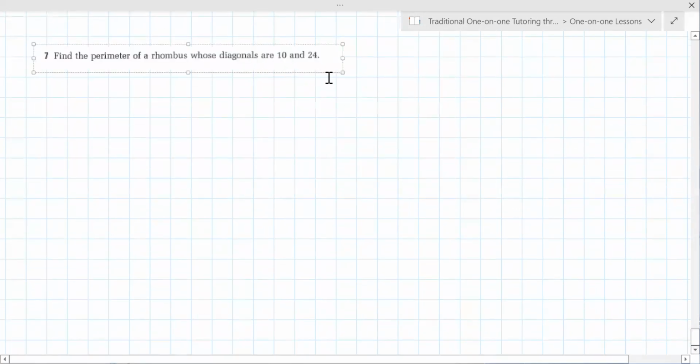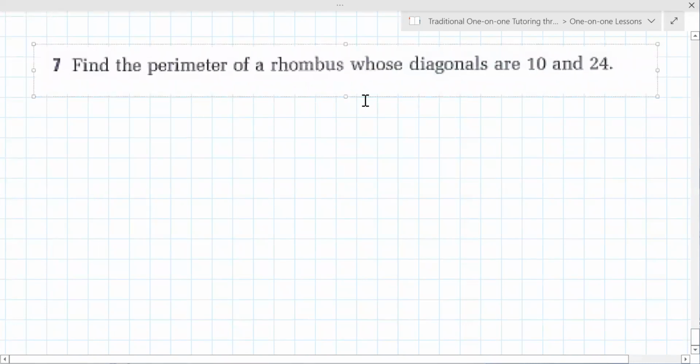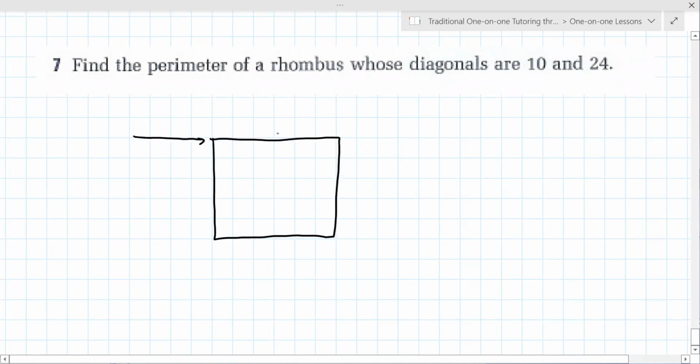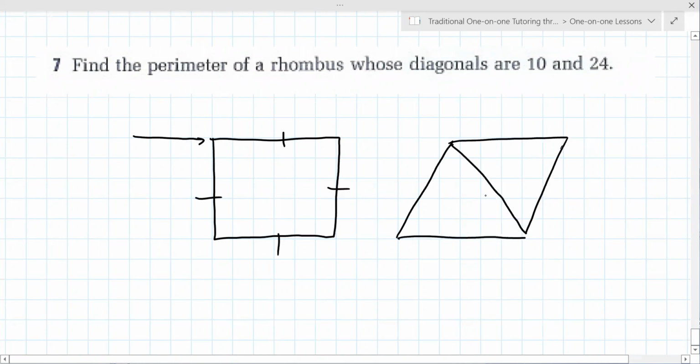Okay, find the perimeter of a rhombus whose diagonals are 10 and 24. So I always think of a rhombus as a pushed over square. And the reason I think of it that way is because then I know that these are all the same, but it's just pushed over. So it looks like this, and I just don't really get how they can do this, but they're saying that one's 10 and this other one is 24.